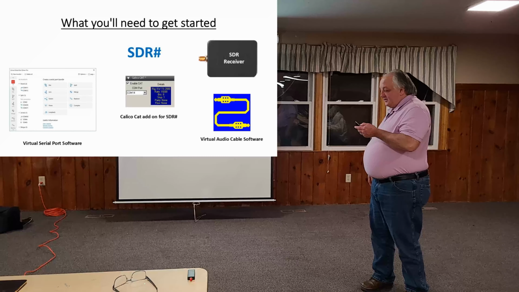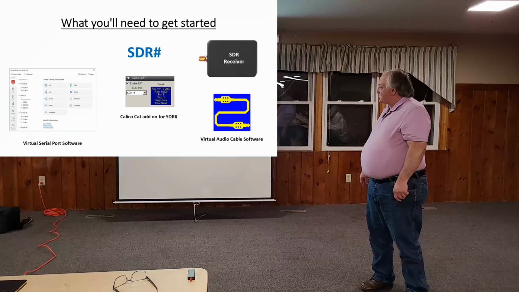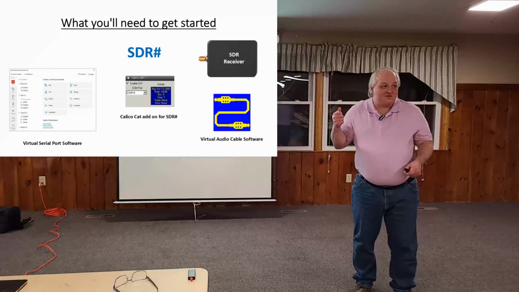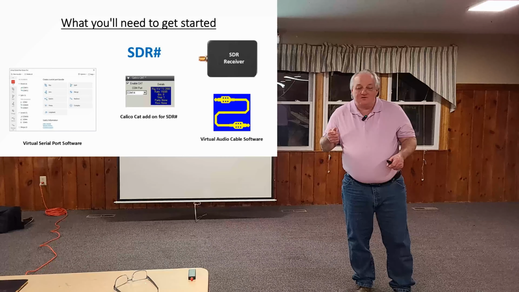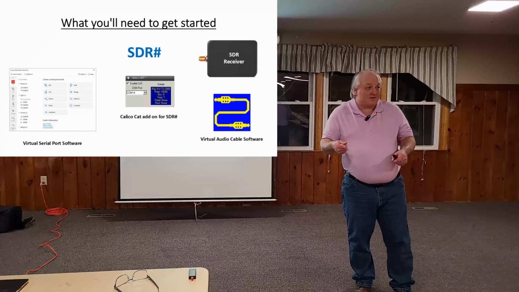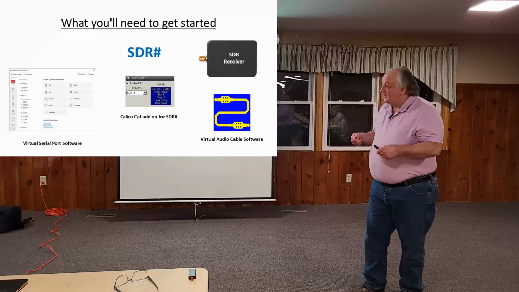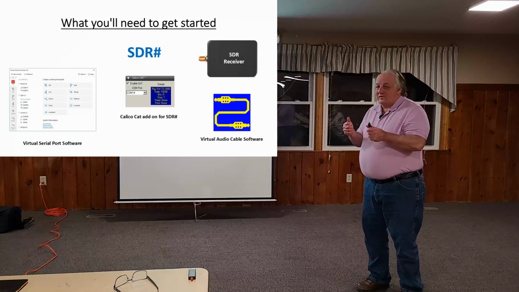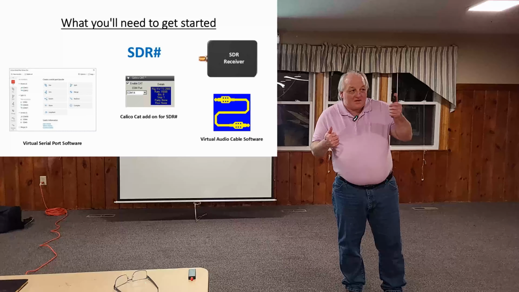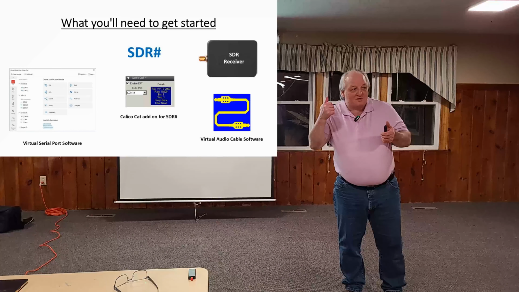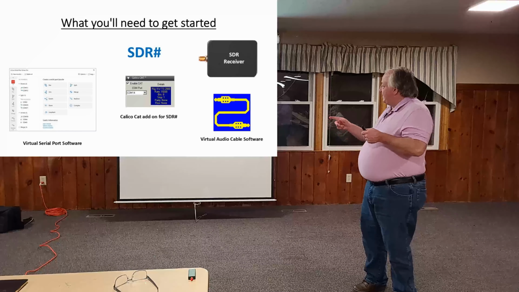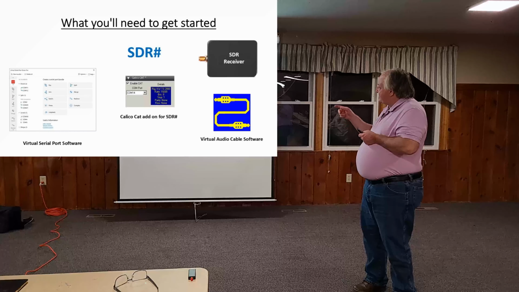The other thing you're going to need is virtual serial port software. So, normally WSJT connects via a COM port to your transceiver. But we're not doing that. We're going to go to the SDR via software. So we're going to create two virtual COM ports so that WSJTX is going to communicate on one, and SDR Sharp is going to hear it on the other and interpret the signals. So you need that.